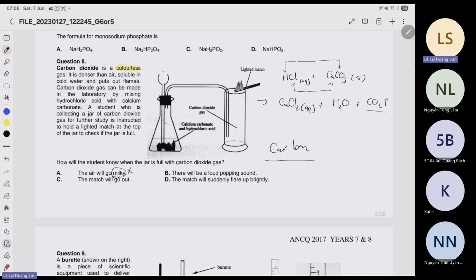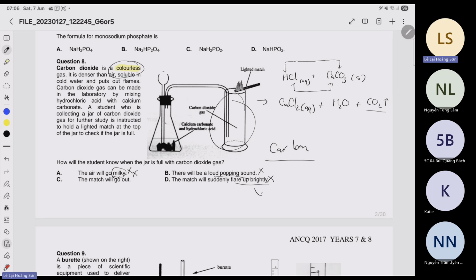But actually, carbon dioxide is not cloudy. Carbon dioxide is colorless, so you don't actually see anything here. And because this does not sustain the flame, it will not flare up the flame, or it will not give you a popping sound. A popping sound is like an explosion, because when you burn something in air and it explodes, then you have a popping sound or it flares up.